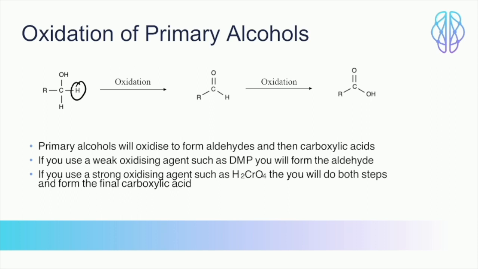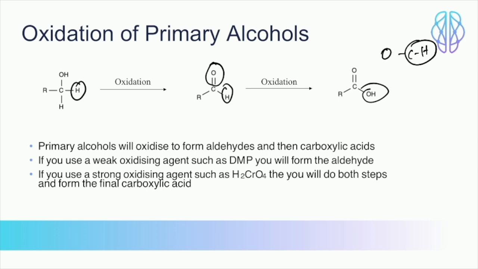So in the alcohol, we have two carbon-hydrogen bonds. In the aldehyde, we only have one. One of those carbon-hydrogen bonds has been used to form the double bond with the oxygen. Now, if we oxidize that again, we lose another carbon-hydrogen bond. So in this carboxylic acid, we have zero carbon-hydrogen bonds, and that carbon-hydrogen bond has been used to form this OH group.